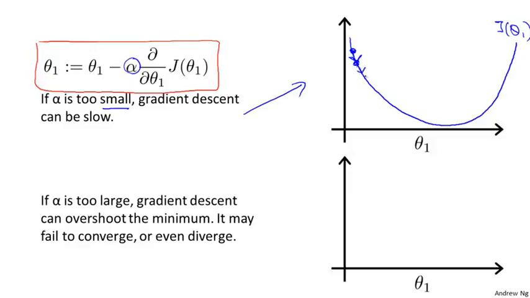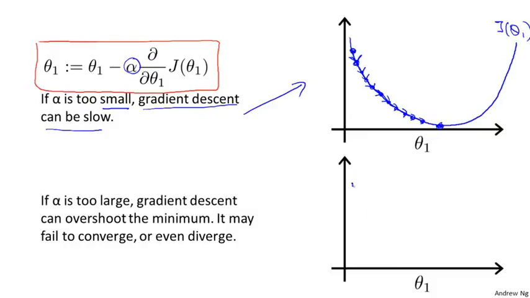And so if my learning rate is too small, I'm going to end up taking these tiny, tiny baby steps to try to get to the minimum. And I'm going to need a lot of steps to get to the minimum. And so if alpha is too small, gradient descent can be slow because it's going to take these tiny, tiny baby steps, and so it's going to need a lot of steps before it gets anywhere close to the global minimum. Now, how about if alpha is too large?